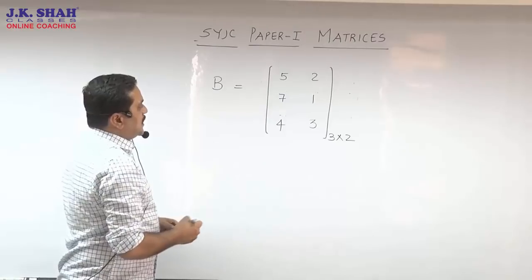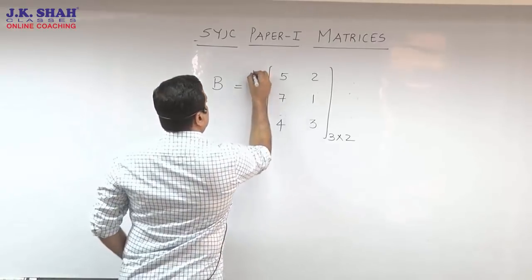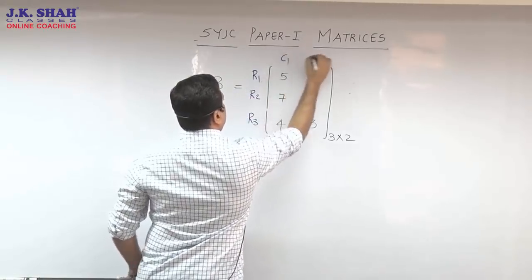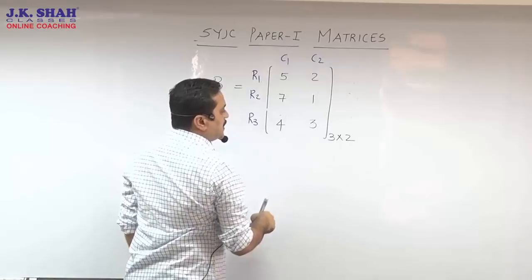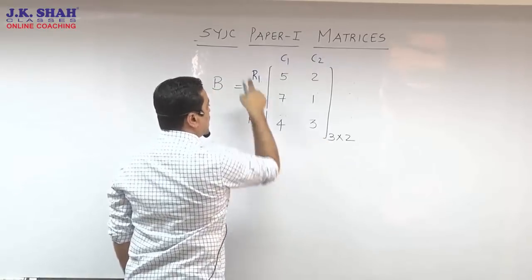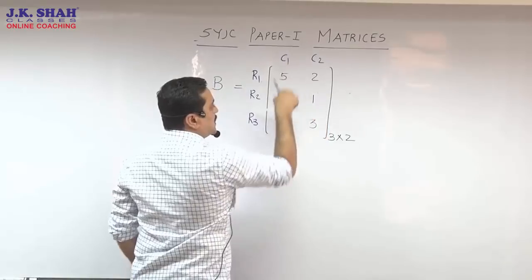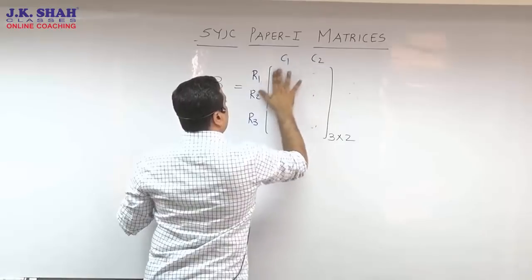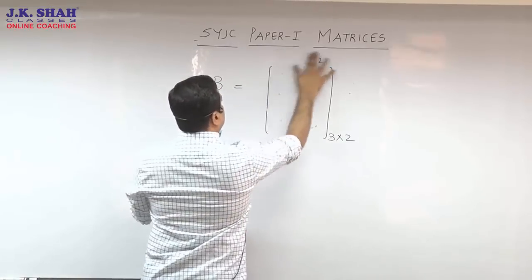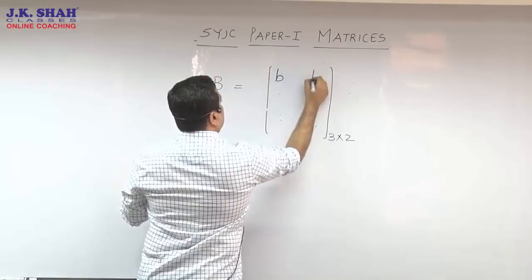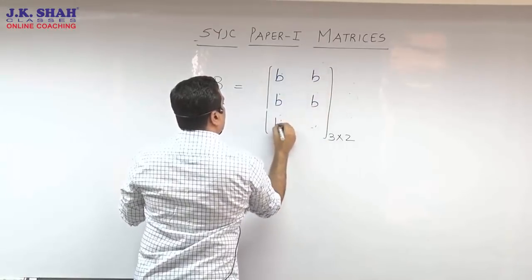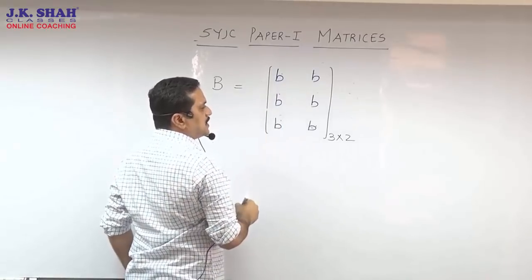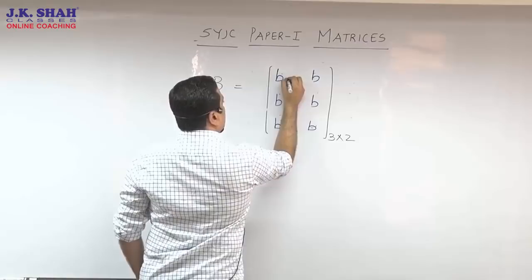Now let's see one more matrix over here. That's R1, R2, R3, C1, C2, and therefore you can see the order of the matrix is 3 into 2. The first number indicates the number of rows and the second number indicates the number of columns. Similarly, like the previous example, in general the elements of this matrix will be b. They are not all the same, but since the name of the matrix is B, we say the elements are b. Now addressing: b11, b12.